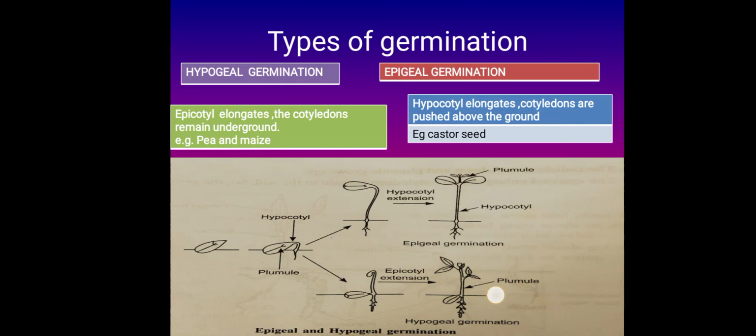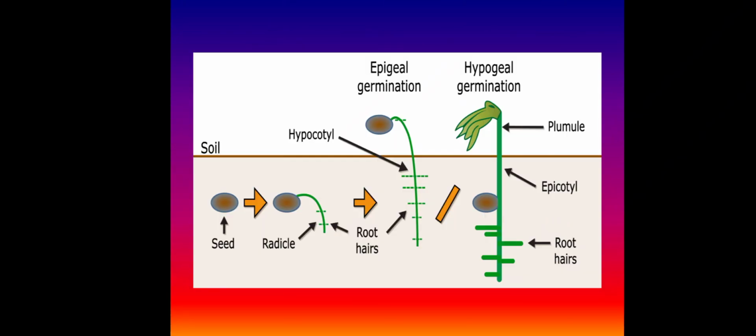Once again, hypogeal germination: the epicotyle elongates, the cotyledons remain underground. In case of epigeal germination, the hypocotyle elongates and the cotyledons are pushed above the ground. You get the seed, you get the radicle portion, the root here, the hypocotyle is here, that gives rise to epigeal, and epicotyle, that gives rise to hypogeal germination.